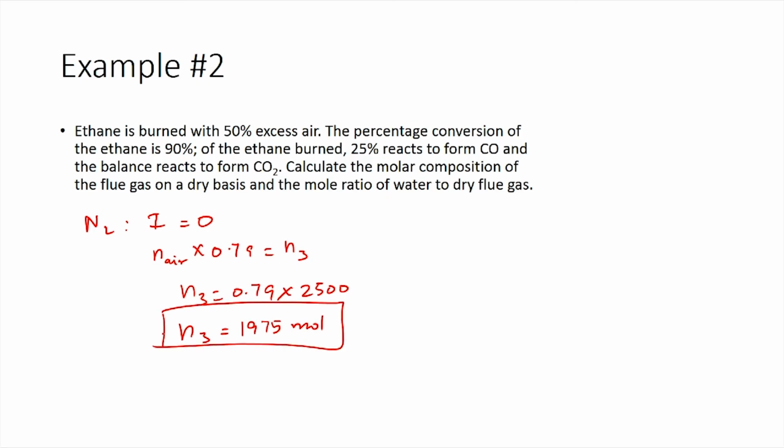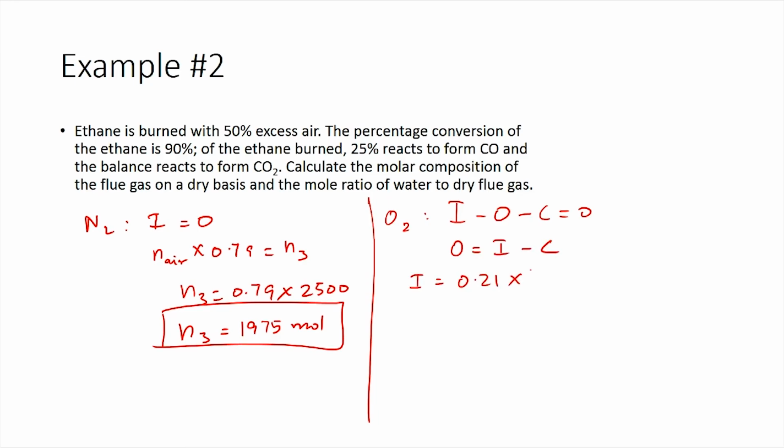So, the only final thing which needs to be calculated is the number of moles of oxygen which is leaving the system. For performing the balance for oxygen, we would have oxygen coming in, oxygen leaving, and oxygen being consumed. There is no oxygen generated or accumulated in the process. So, oxygen output would be input minus consumption. Input for oxygen is 0.21 times 2500 moles of air. Consumption of oxygen would be calculated based on the stoichiometry.